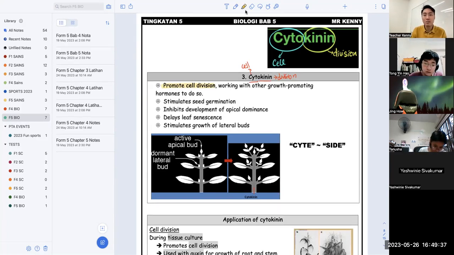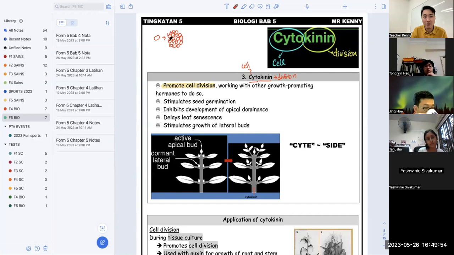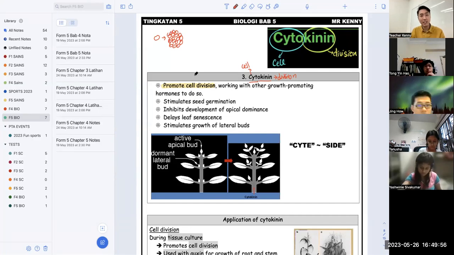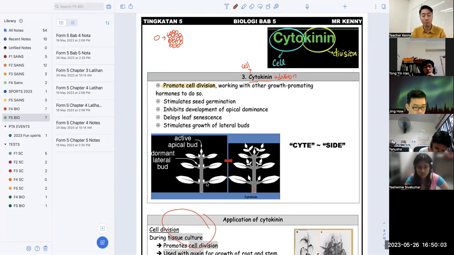Now, by itself, cell division is useless, right? You see, guys, if I divide cells to become more, I'm just increasing the bulk, but my cells will still be very small, correct? So usually in a science lab where they want to clone plants, called tissue culture, at the bottom here, they will work together with another hormone.